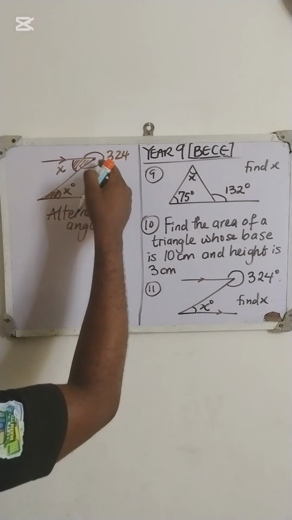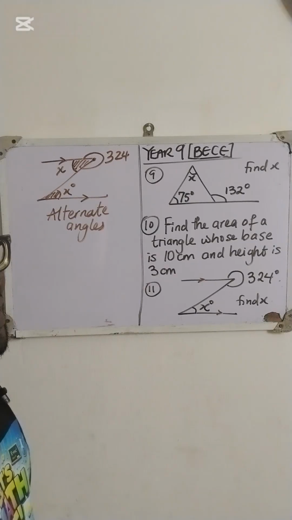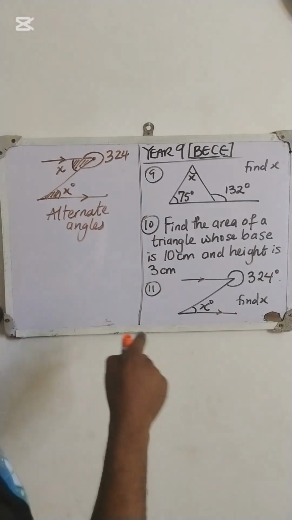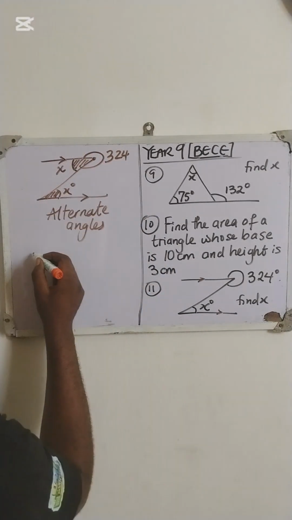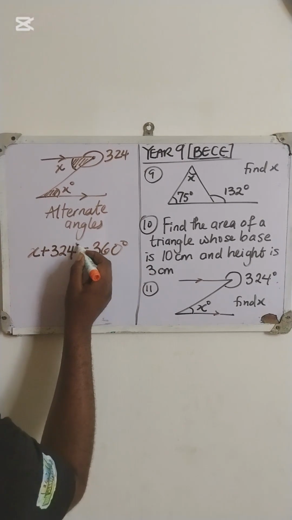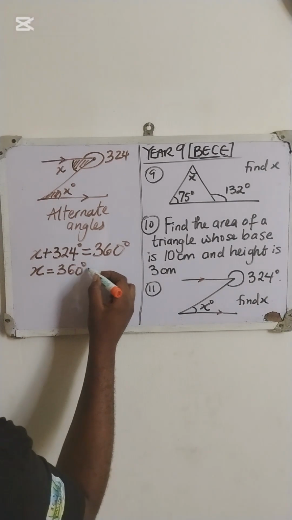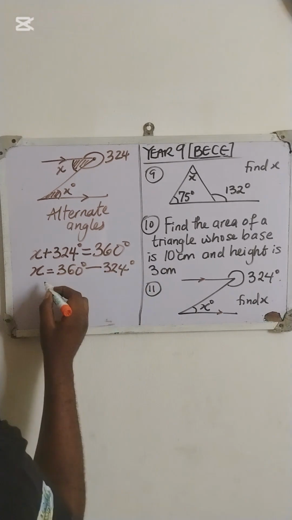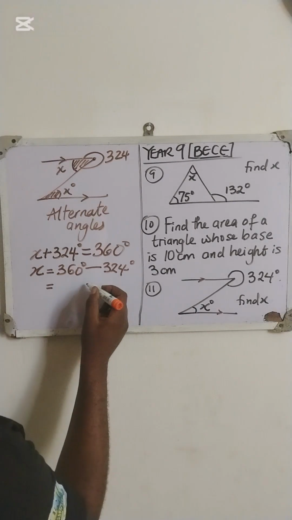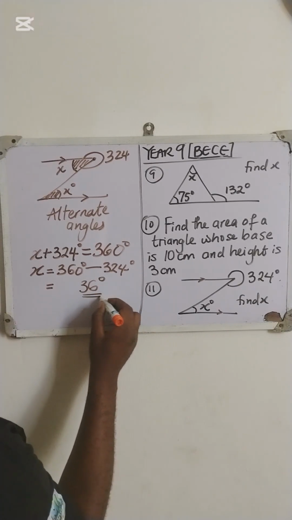Now, angles at a point will give you what? 360. Angles at a point, not angles in a triangle. The sum of angles in a triangle gives you 180 degrees, but the sum of angles at a point is 360 degrees. So at this point we have x plus 324 equals 360 degrees. If we collect like terms, that's 360 degrees minus 324 degrees, which is 36.